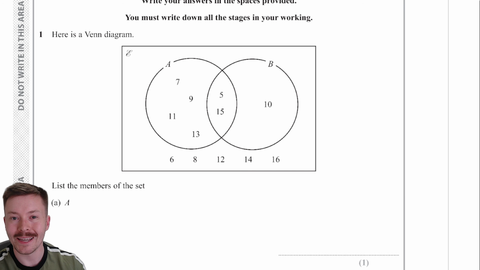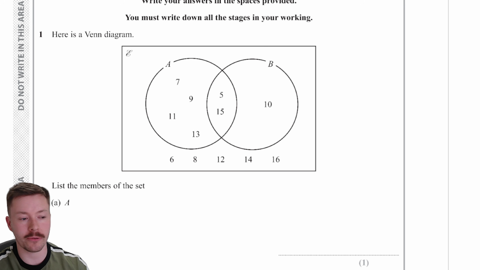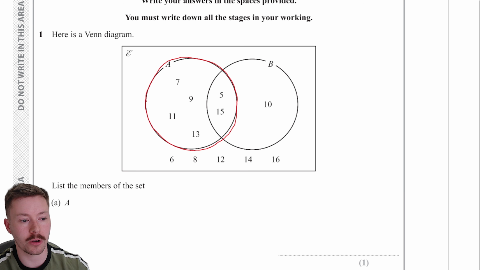Right, so this first one is about set notation and Venn diagrams, really, and it's pretty straightforward. It's all about finding certain things in certain sets. So here we've got list the members of the set A. That's going to be all the things inside the circle A, and that includes where they cross over. So it's everything inside of there.